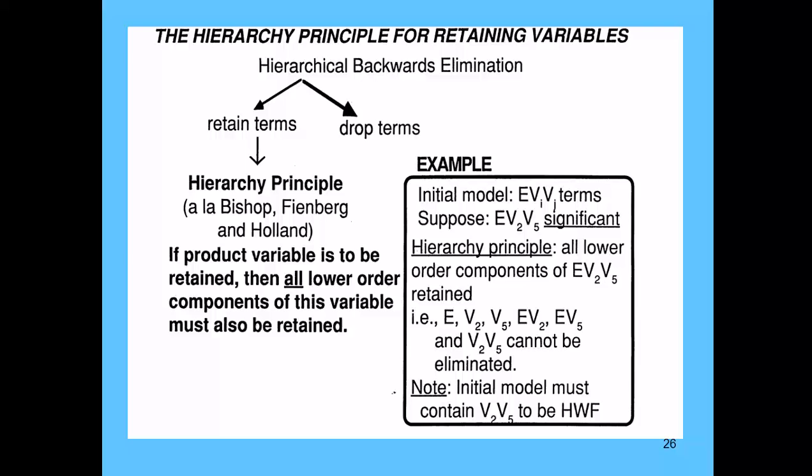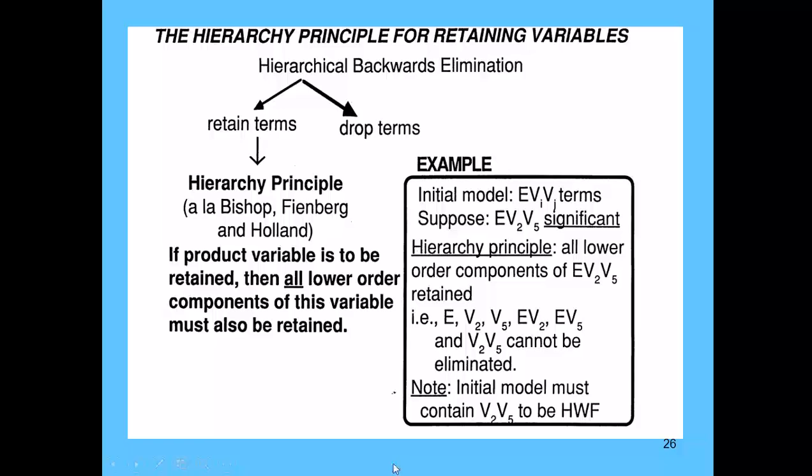Well, it means that if this is the case, then we have to keep the variables that I've listed here. We can't drop any of them: E, V2, V5, E V2, E V5, and V2 times V5. We can't even test for any of these other variables to try to see if we can drop them. That's what I've said. Why? Well, I have the answer here. The initial model must have V2 times V5 to be hierarchically well formulated.